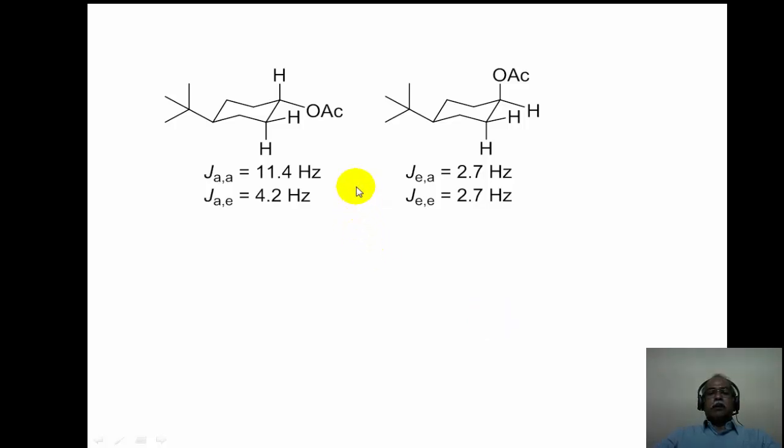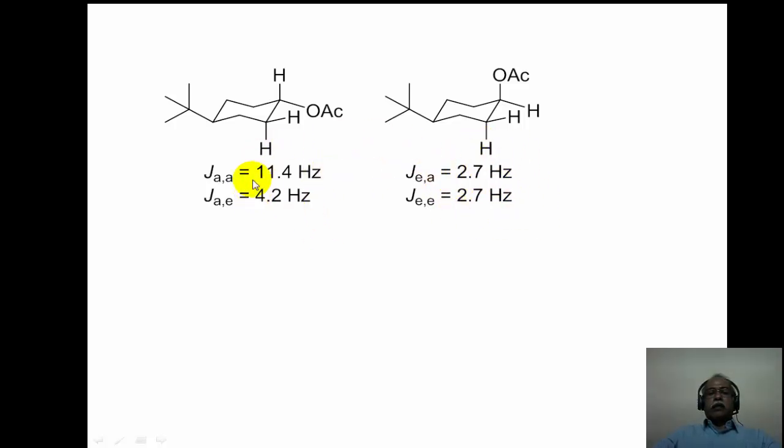Some more examples of the cyclohexyl derivative. Earlier we saw the alcohol, here we are seeing the acetate, but we are looking at the coupling constants here rather than the chemical shift values of these hydrogens. Now we are looking at the coupling between this hydrogen and this hydrogen, or this hydrogen and this hydrogen. The axial coupling is about 11.4. The axial equatorial coupling is 4.2. Whereas in this case, for example, there is no axial coupling. There is only an equatorial equatorial and equatorial axial coupling, which are much less than 10 or so.